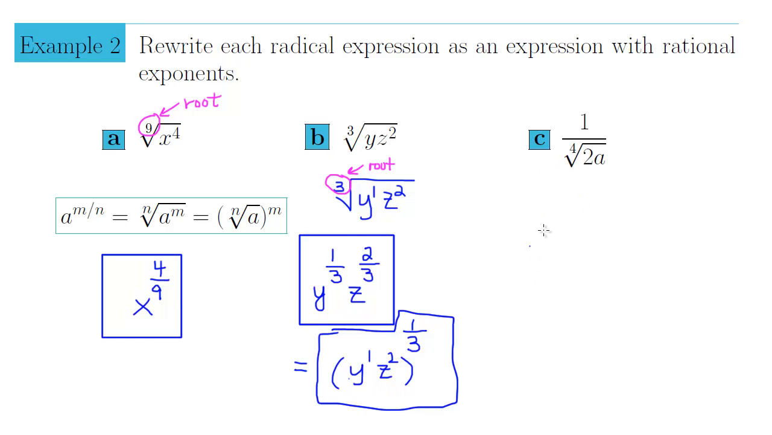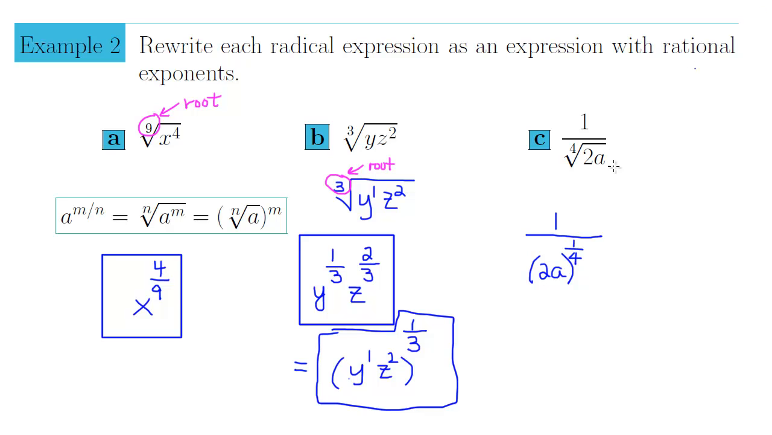Finally, let's take a look at example C. We have 1 over the 4th root of 2a. So, using that idea that I just talked about, let me rewrite this as 1 over, now I have 2a, so all of 2a being raised to the 4th root. This is 2a to a 4th root. And a 4th root is designated by a fractional exponent 1 over 4. This means the 4th root. So we have 1 over 2a to the 1/4 power.